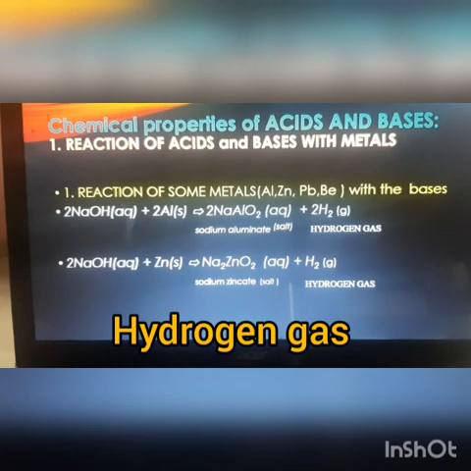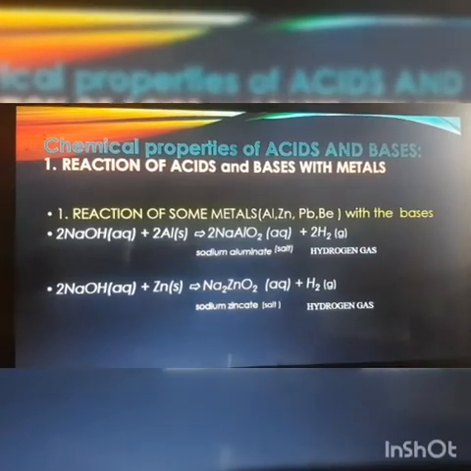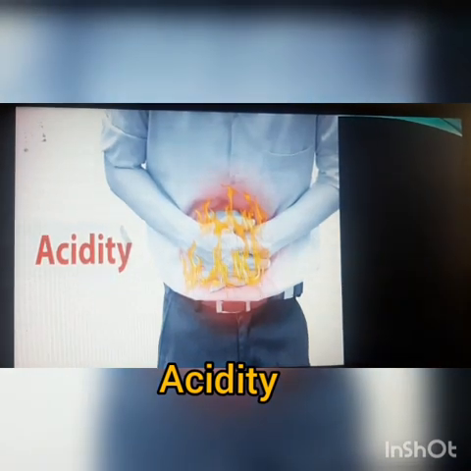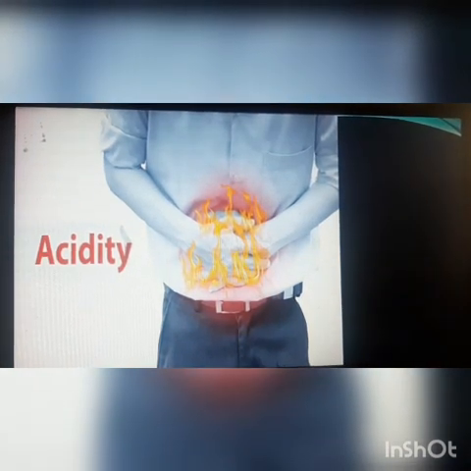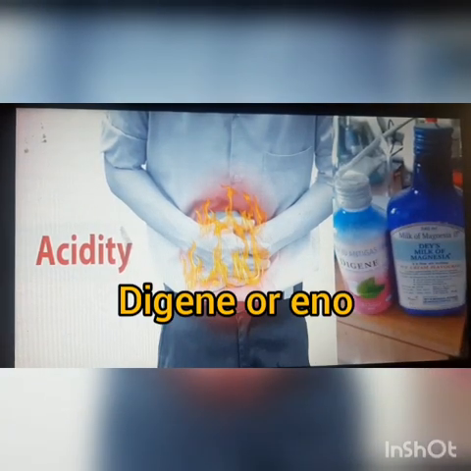So students, we have seen in both the cases, acid and base, when metals react with them, they form the salt and hydrogen gas is evolved. So now Sumi, have you ever felt an acidity problem? What have you done? Yes, you have taken your Digene or Eno to get sudden relief.